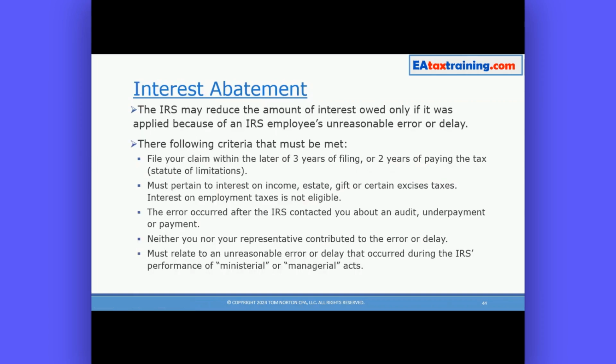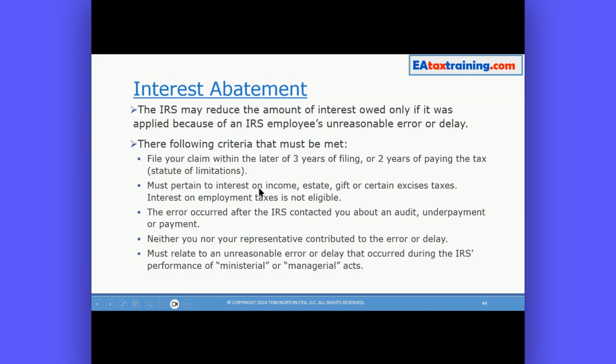Now let's talk about interest abatement. The IRS may reduce the amount of interest owed only if it was due to an unreasonable error or delay on behalf of the IRS. So it's difficult to get interest abated, because it has to be due to a problem on the IRS's end. That's generally the only reason they are going to abate interest.